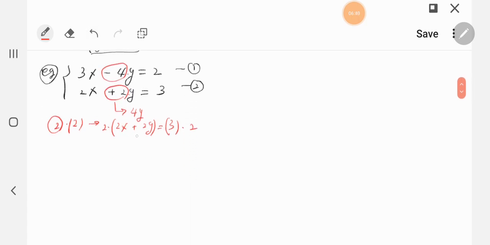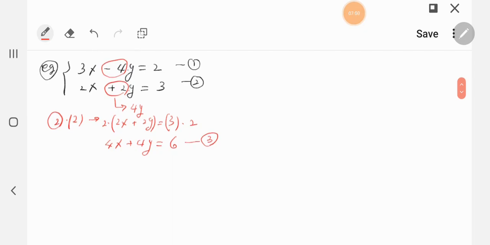So the left side will be 4x plus 4y is equal to 6. Let's say this is equation 3. Equation 3 comes from equation 2 by multiplying equation 2 by 2. If we compare equation 3 with equation 1, the coefficient of y is now positive 4, and in equation 1 the coefficient of y is negative 4, so that we can add 1 and 3.